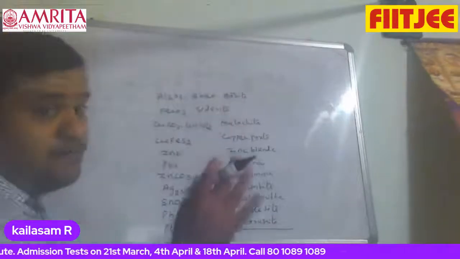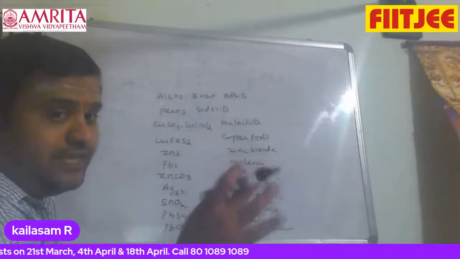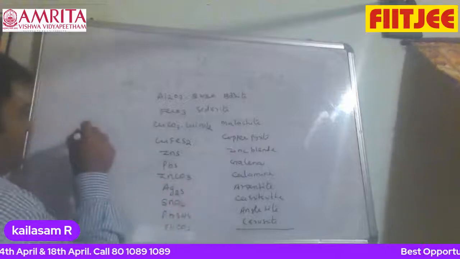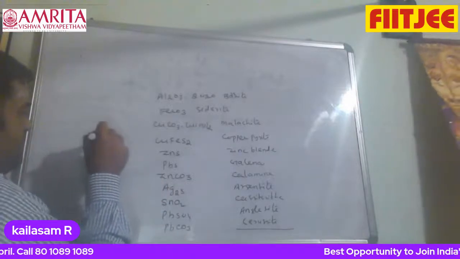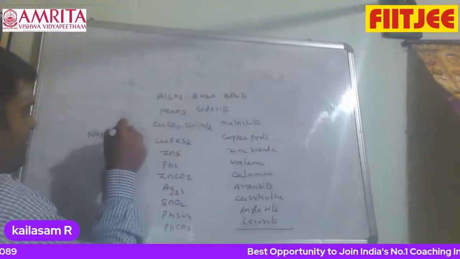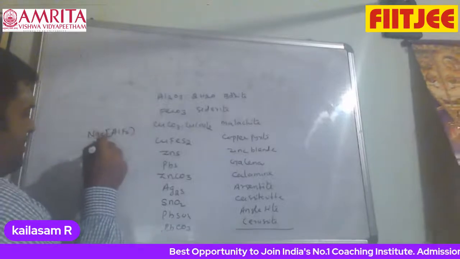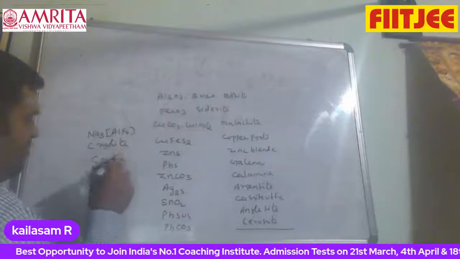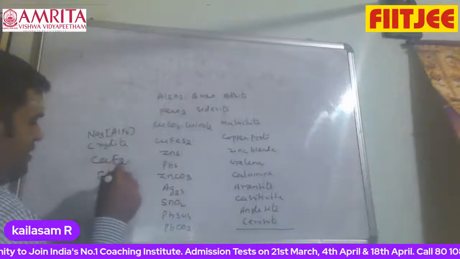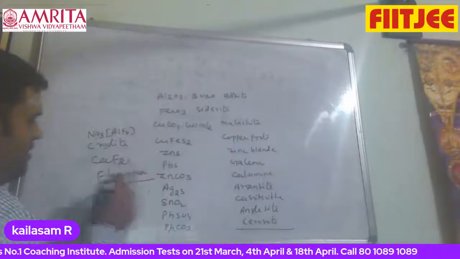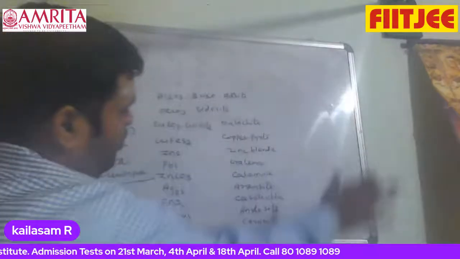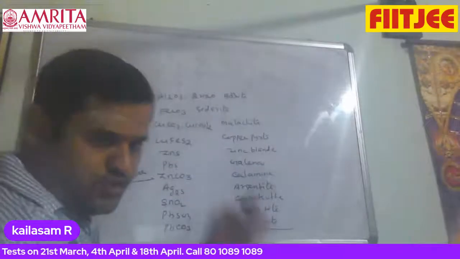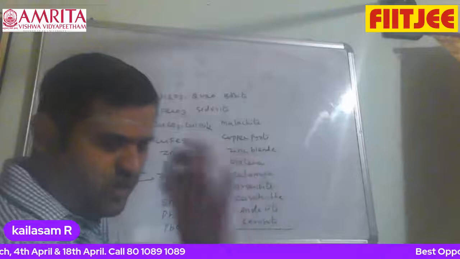So these are all, and a very important one is Na3AlF6, cryolite, and CaF2, fluorspar. So these are all the ores. We are going through these ores one by one. First, we'll go with the leaching process.